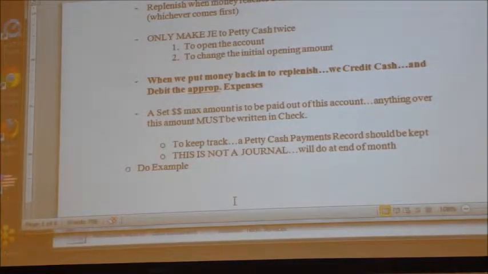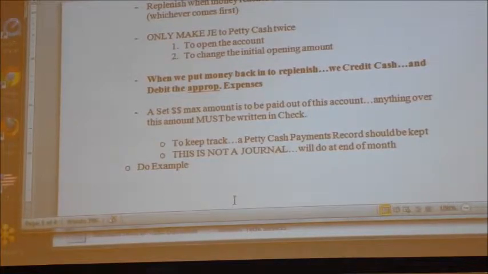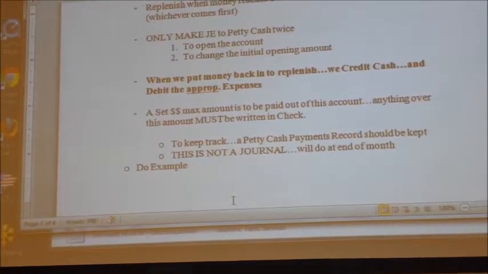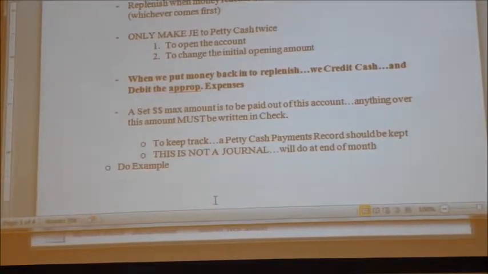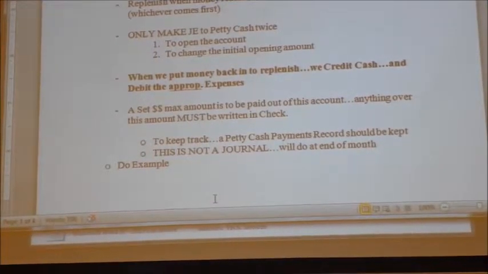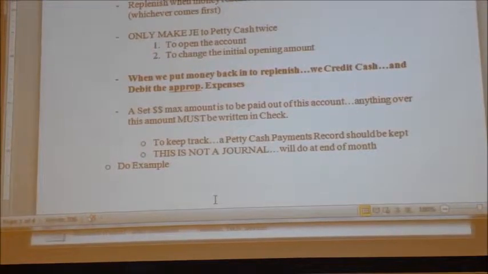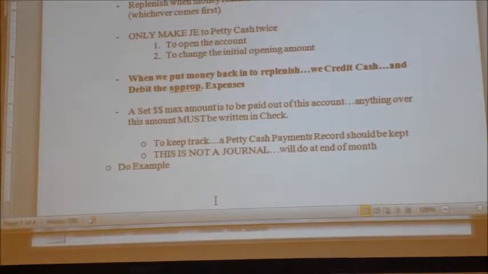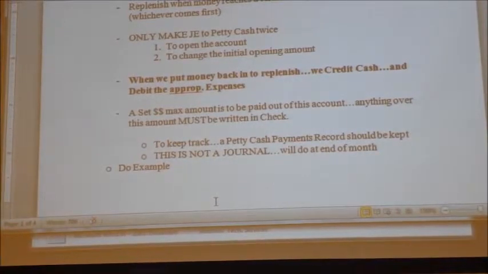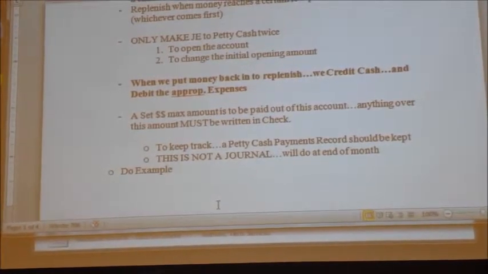So this is all the notes we're going to do an example here. We'll have a couple more notes in a minute. So, just a basic understanding of petty cash. You don't need to write word for word what I have, just so you get a basic idea of what petty cash is.